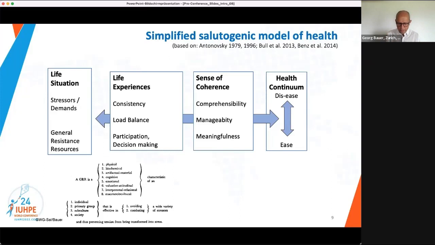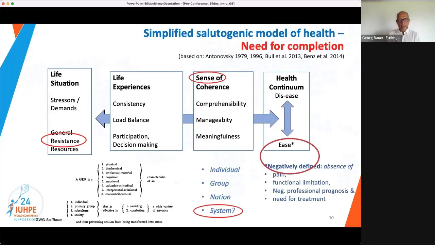So by that, we now have an overview of this model. Then we, as a global working group, think that this model could be even improved, because originally Antonovsky was perceiving this ease end in a negatively defined way, as an absence of pain, functional limitation, and so on. So I think here we could add more of a positive dimension of health.